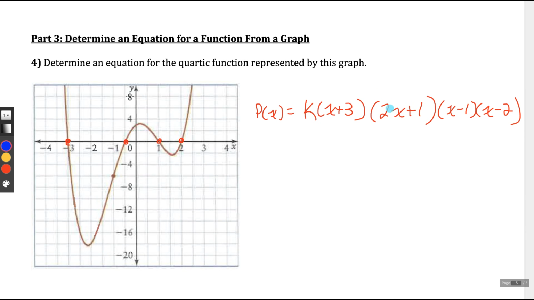Now, a lot of people will say, instead of 2x plus 1, why not do the factor of x plus 0.5? That has the same 0, right? Negative a half makes this factor and this factor both be 0. So they create the same x-intercepts, I agree. And you could do x plus a half.